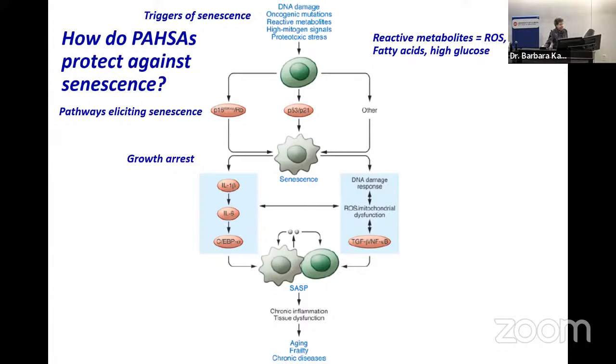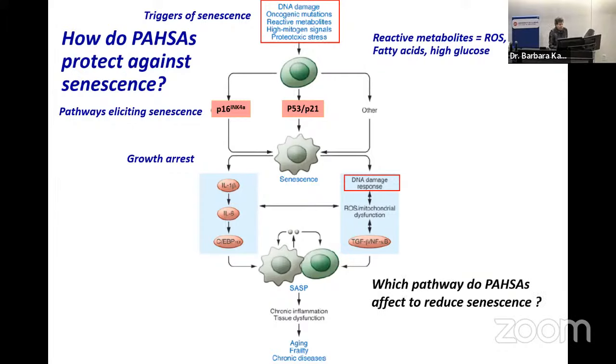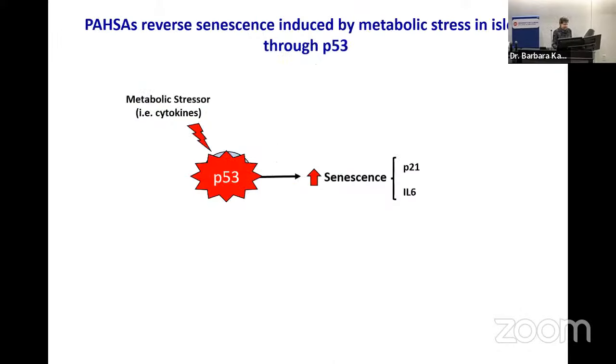So how do PASAs protect against senescence? Well, DNA damage is upstream of senescence, as are reactive metabolites like ROS, ceramides, fatty acids, and high glucose. And these can activate either the P16 pathway or the P53 pathway, resulting in senescence. And I wanted to point out that DNA damage is both upstream and downstream of these pathways. So which pathway do PASAs affect to reduce senescence? And I will say it's the P53 pathway. So what's been shown is that metabolic stressors like cytokines induce P53, and that induces senescence. And P21 is a key readout, and IL-6 is a readout for the SAPs.